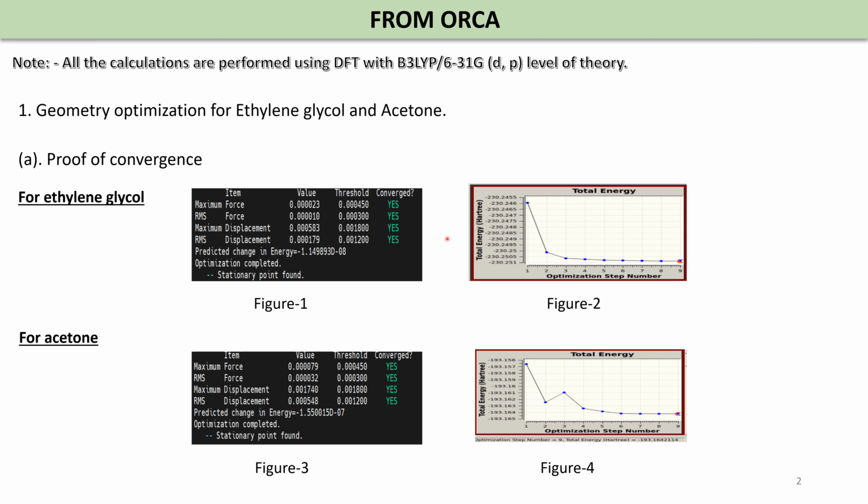So this confirms the convergence and geometry optimization for ethylene glycol, and figure 2 represents the energy profile corresponding to ethylene glycol, which also gives us an idea about the optimization step number. Similarly, figure 3 corresponds to the convergence for acetone, and figure 4 gives the energy profile diagram for acetone, and similarly it also gives an idea about the step number which optimizes the geometry for acetone.